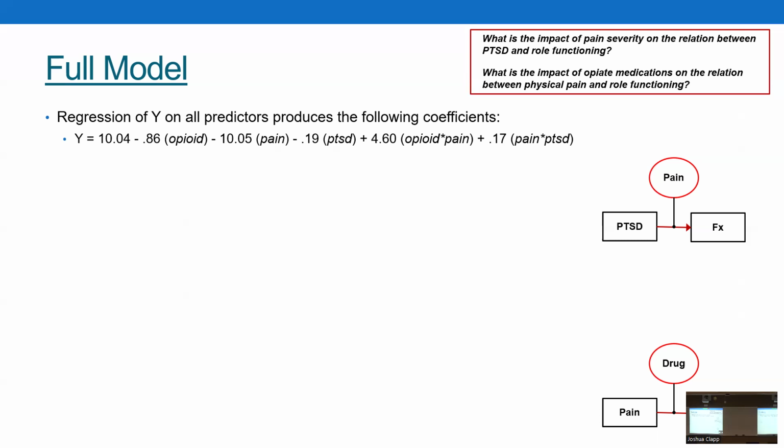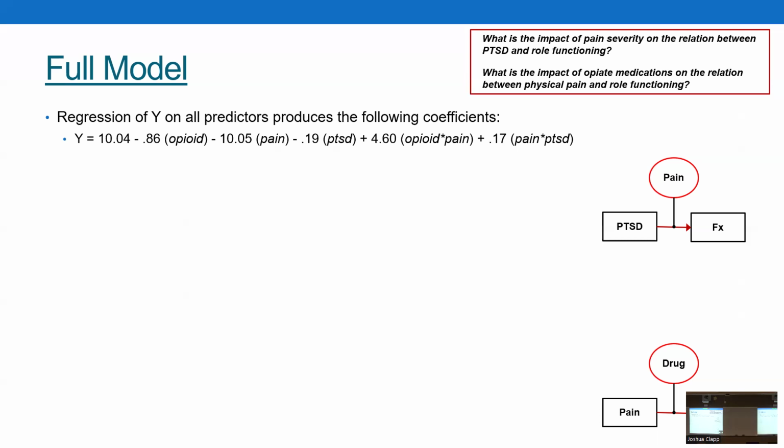Same thing here. We know pain is related to poor functioning, and so what we're doing is asking whether opiate use moderates that. Does it lessen the relation between pain and functioning? It's really important as you're setting these up to identify what's my moderator and what's my conditional effect, because it's going to impact how you restructure these equations.